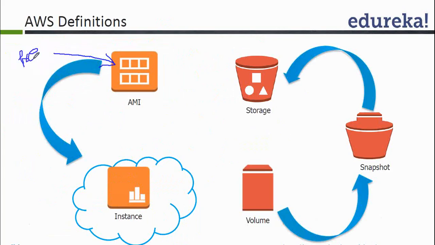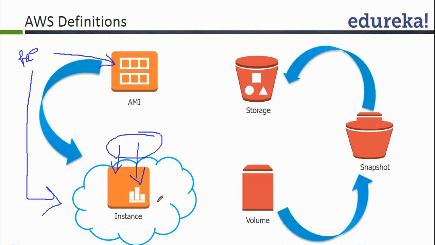AMI is pre-configured bundle software, which is in Amazon's own format. You cannot read it, but when it is launched, it would result in a virtual machine, which would have the operating system as well as all the software you configured. So everybody clear with the concept of the AMI and instance? Any doubts?